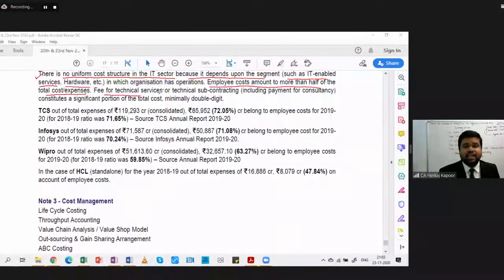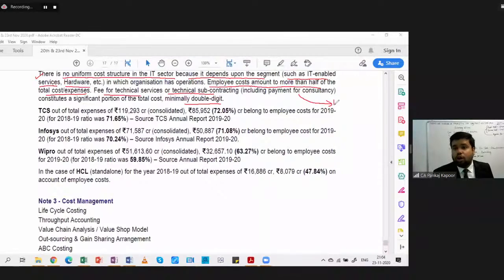And the fee for the technical services or the subcontracting is also in double digits. It means an IT company took a contract but could not perform the contract on its own, due to the lack of technical knowledge, or due to fewer manpower, or due to any other reason. So it subcontracts some portion of the contract to a person who is an expert at it, who is a master at it. It outsources some of its contract.